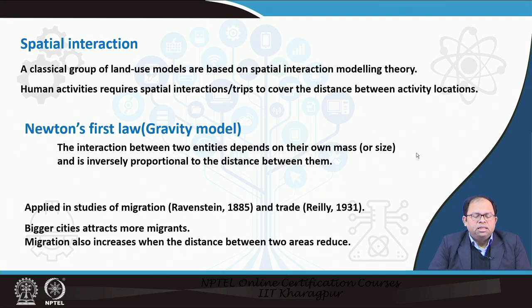Also, migration increases when the distance between two areas reduces. That means if a rural area is very near to the city, there will be more migration, because distance is inversely related with the amount of interaction.